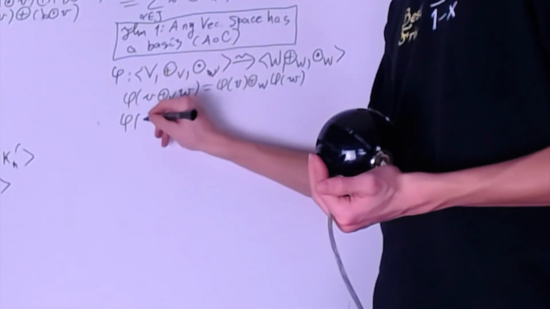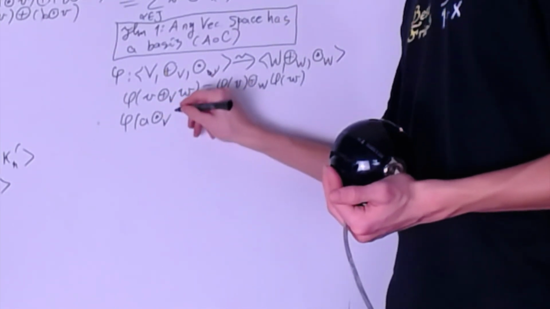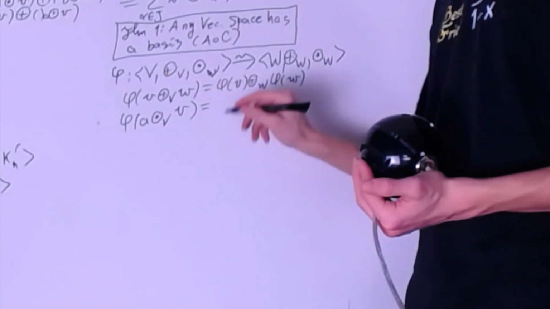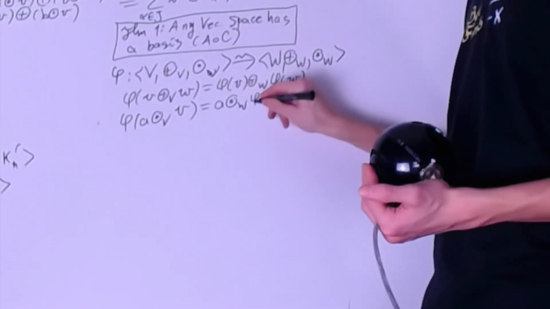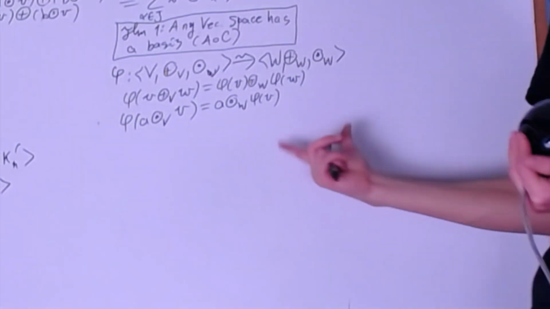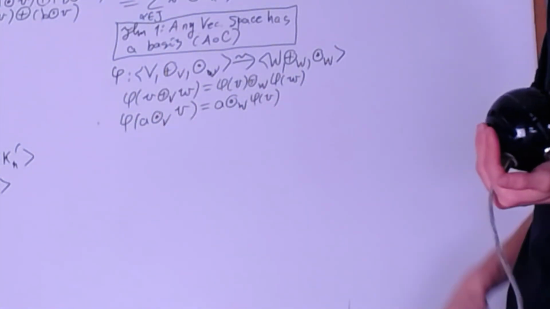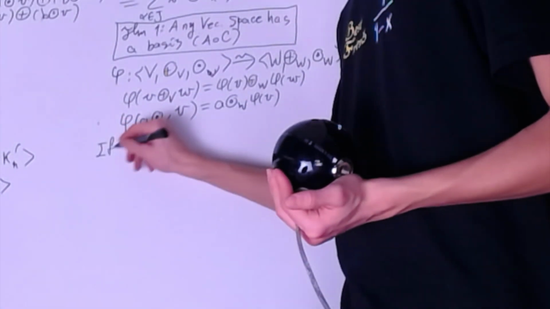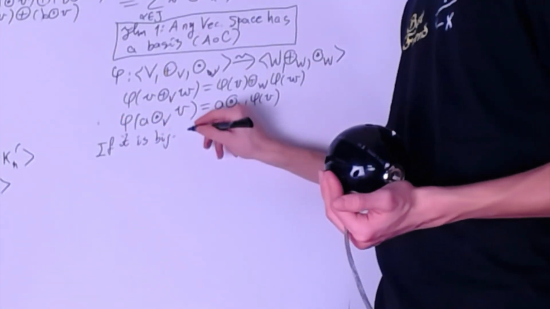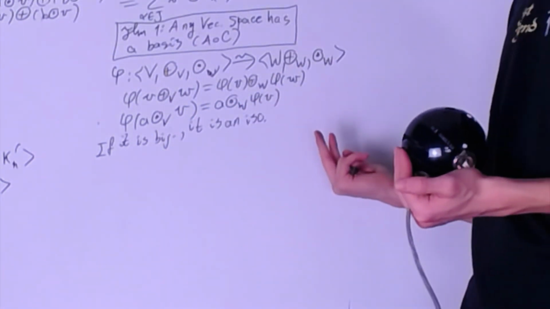It preserves it. If I do a scalar multiply in V of a times some vector v, this better be equal to a times in the codomain phi of v. So if it preserves both circle plus and circle multiply, then it will be a linear map. And then obviously if it is bijective, we call it an isomorphism. And this is true for most structure-preserving maps.